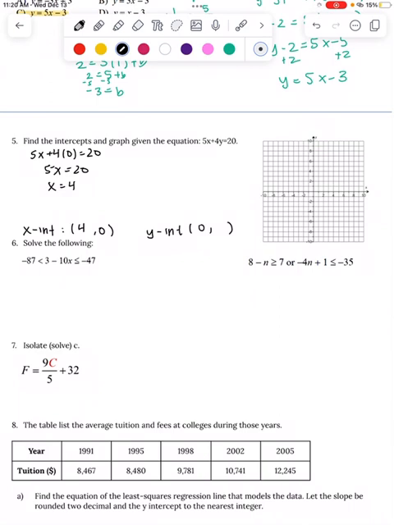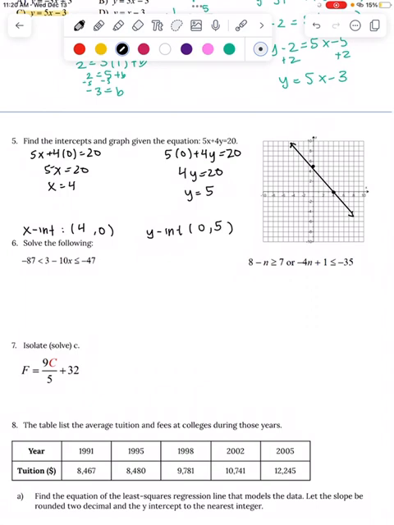And then y-intercept, replace x with 0. We want to keep our y because we want to solve for y. So 4y equals 20 and y equals 5. So then (4, 0), (0, 5). Boom. All right, we're moving and grooving.